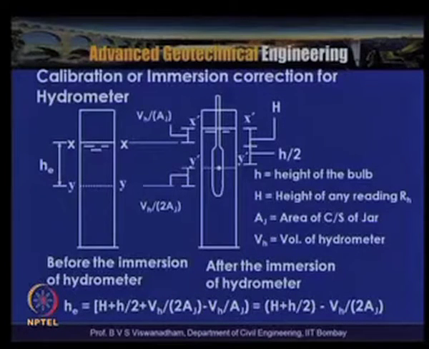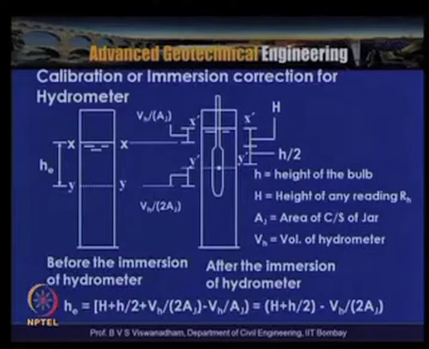In order to calibrate the hydrometer for immersion, in this slide there are two figures: one before the immersion of the hydrometer, another after immersion. Before immersion, at level YY is the point at which the measurement is made, where the center of the bulb is assumed to be. HE is the distance from the center of the bulb to the top surface of the soil specimen.